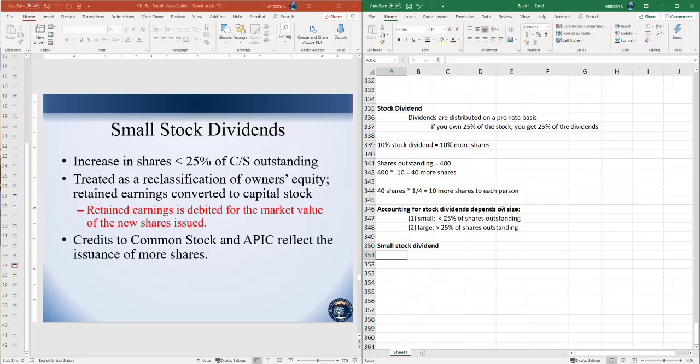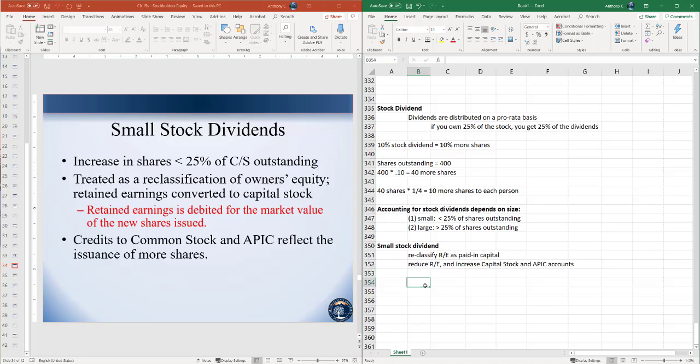So for a small stock dividend, the way we account for this is we'll reclassify our retained earnings as paid-in capital. In other words, for the amount of the stock dividend, we're going to reduce our RE, and we'll increase our paid-in capital accounts. Paid-in capital includes both the capital stock account and the additional paid-in capital account, so capital stock and APIC accounts.